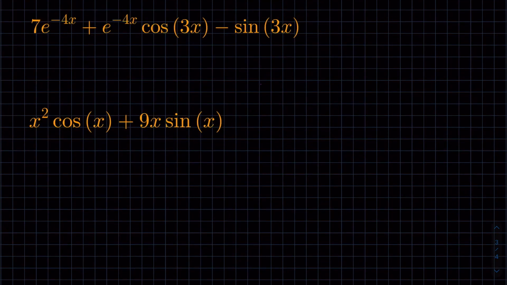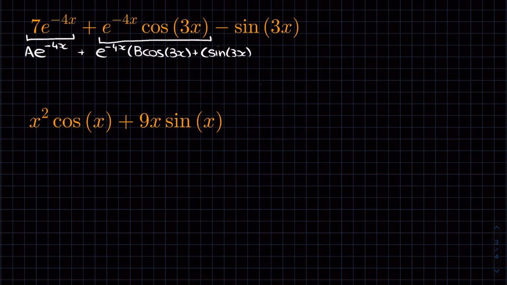Let's do two slightly harder examples of guessing the correct form of the solution. Here we have the right-hand sides of two different ODEs. For the first one, we can just split up the terms. So our guess for the first term is a e to the minus 4x. The guess for the second term would be e to the minus 4x times b cosine of 3x plus c sine of 3x. And for the last term, it would be d cosine of 3x plus e sine of 3x. And we can just add all these together to get our final guess.